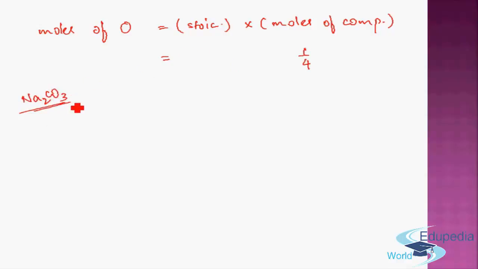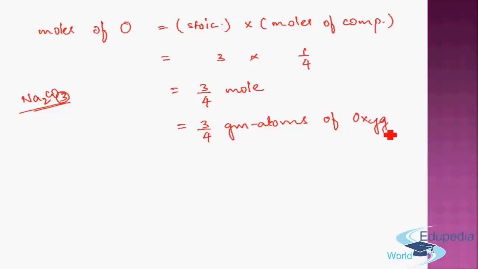So given moles of the compound we have already calculated as 1 by 4, and stoichiometry of oxygen in the compound Na2CO3 is 3. The stoichiometry of oxygen is 3. That means moles of oxygen atoms present with you is 3 into 1 by 4, that is 3 by 4 mole. Or you can say you have 3 by 4 gram atoms of oxygen inside this container. So it is as simple as that.